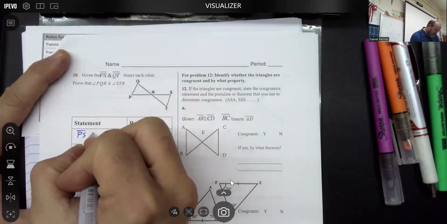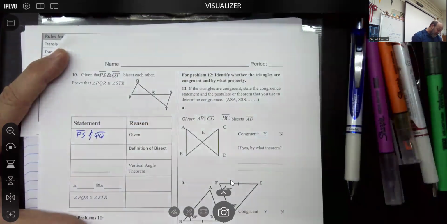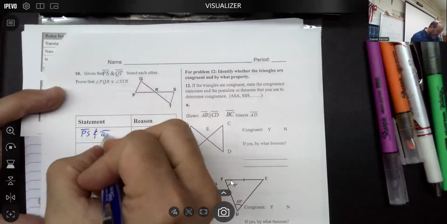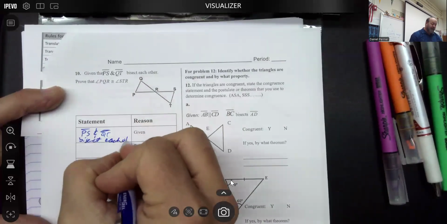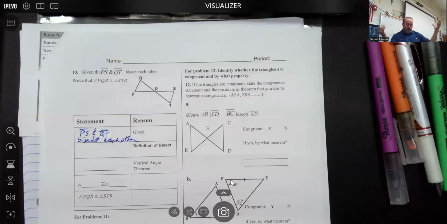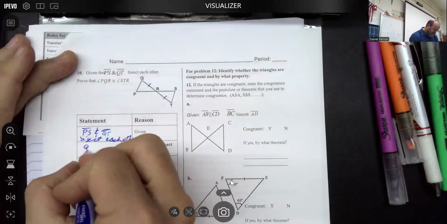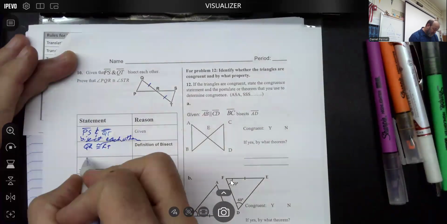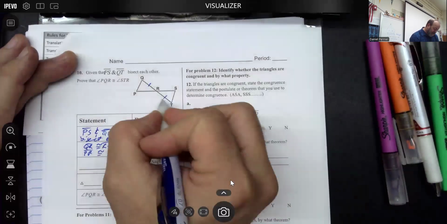with our given information, and that's that PS and QT bisect each other, right? So that is kind of an interesting given piece of data because I don't know that we've ever done the "each other" part. So it's like a duel and they cut each other perfectly in half. So that would mean that QR and RT are congruent, but it would simultaneously also mean that PR and SR are congruent because it said they bisect each other.